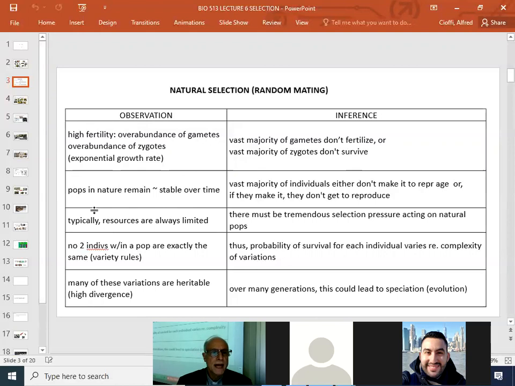Another observation was that populations in nature remain more or less stable over time. So if we go to the African savanna today and we see that population of zebras, and there are 200 zebra in that population. And then we go next month and we see about, well, we see 199 zebra. And then we go a year from now and that population of zebra has 201 zebra. It remains more or less stable, all right? So populations in nature on average are more or less stable.